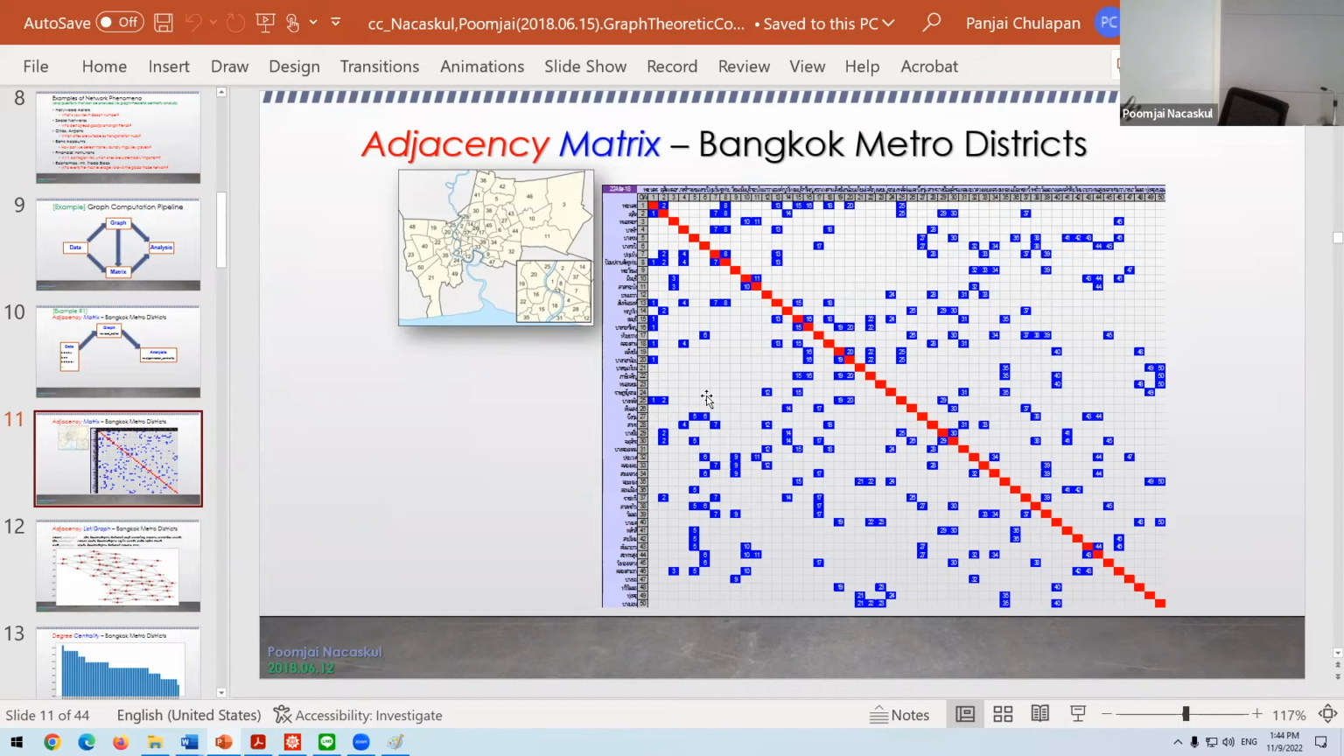So for example, Thai here has a connection with, I can't read, Bang Su, I think, yes. So anyway, that's the matrix of connectivity, 0 and 1. Obviously, it's symmetric because neighbors are symmetric. Now, I ask you, instead of showing it like this, can we draw it as a graph? Yes, that's the next slide.